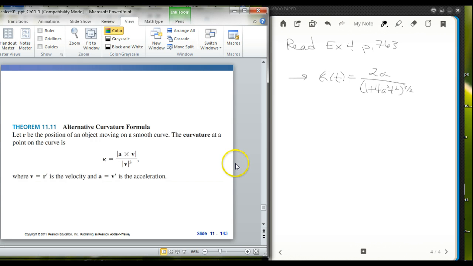I want to start out this video with having you look at an example from our textbook, and then we'll talk about what the result gives us graphically. So just a reminder, we've got this alternative curvature formula that we came up with using the cross product of acceleration and velocity, and I'd like you to look at example number 4 that's on page 763 of your textbook. It's a pretty short example. Just give that a quick read before continuing on with the video.